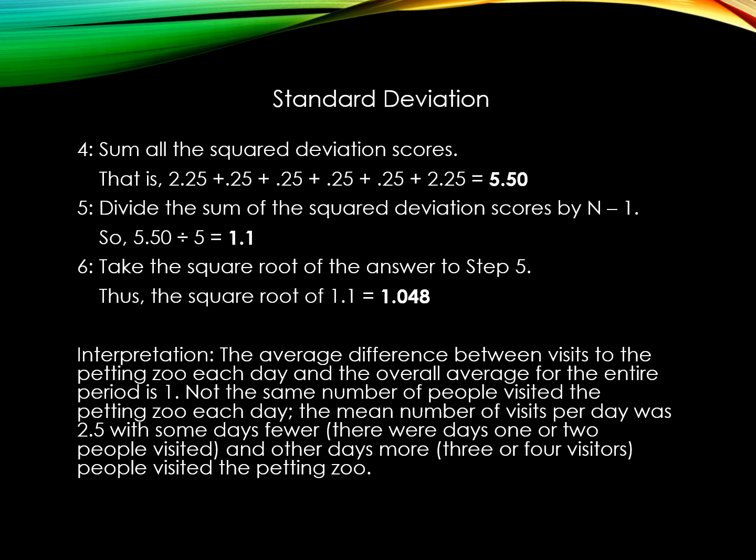We can interpret that by saying the average difference between the visits to the petting zoo each day and the overall average for the entire period is basically 1. So we didn't have the same number of people visiting the petting zoo each day. The mean number of visits per day was 2.5, with some days fewer and other days more to the petting zoo.